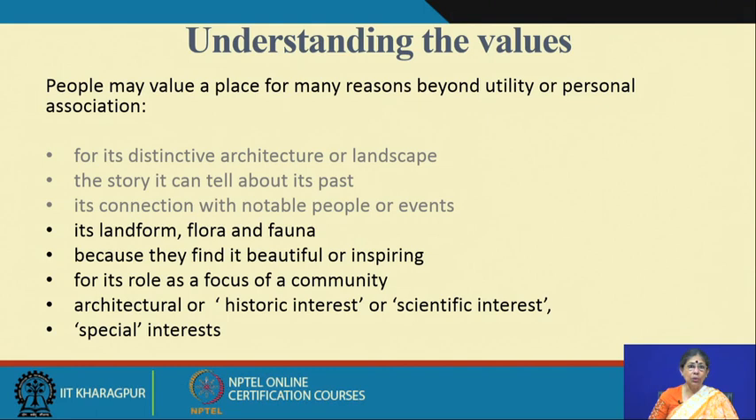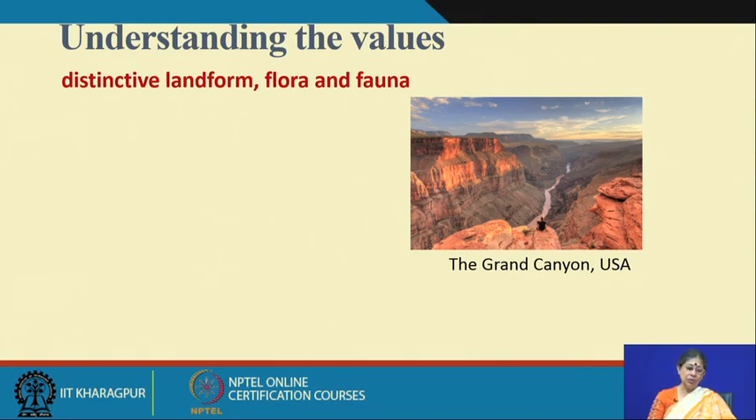So, today we will talk about the other types of significance and values, like landform, flora and fauna, why people find it beautiful or interesting, how it can become the focus of a community, historic interest, scientific interest, and spatial interest. Let us talk about the first one, the distinctive landform, flora and fauna. If you remember, we talked about the Grand Canyon, USA, and how the Colorado river, over ages and centuries, formed a particular type of land and geographical formation, which has become a World Heritage Site and of interest to visitors all over the world.